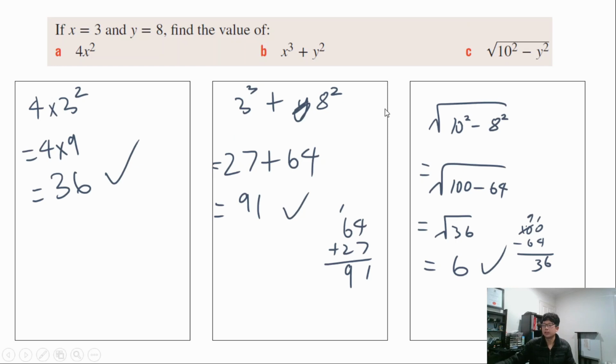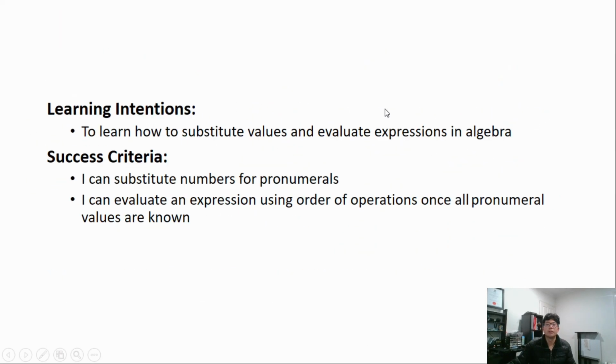Alright, so that brings us to the end of this lesson. Hopefully by now you guys are all able to substitute numbers for pronumerals, and you can evaluate an expression using order of operations once all the pronumerals have been substituted and the values are known.